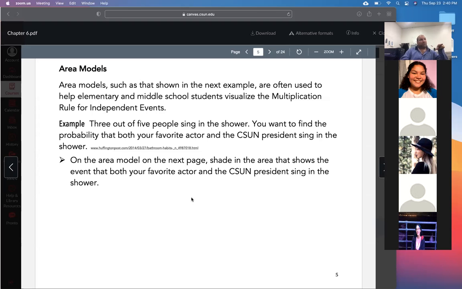Unless it just so happens that the CSUN president's family member is your favorite actor, or some weird situation where they grew up together and they might have the same inclinations or something like that. Chances are they're not going to have anything to do with each other.